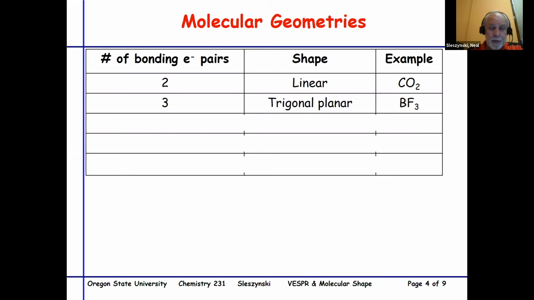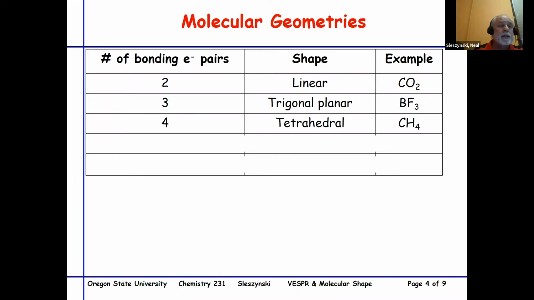There are plenty of examples of this. Boron trifluoride is one of them. And you'll notice in the examples that we give for the easy examples for trigonal planar, they're group 3 elements like boron and aluminum. They have 3 valence electrons. They tend to form just 3 bonds and then stop reacting.